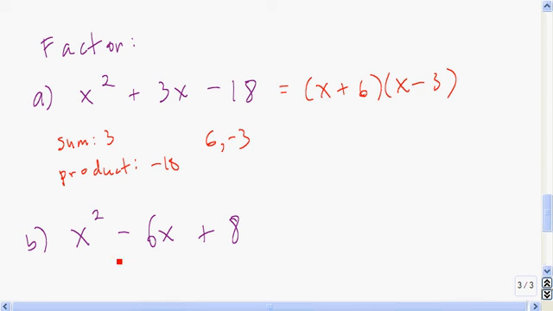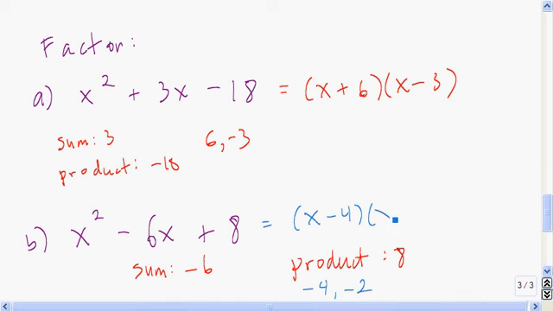In this case, we're going to have a sum of negative 6 and a product of 8. Since the product is positive and the sum is negative, I know that both numbers have to be negative. So the two numbers in this case will be negative 4 and negative 2. Negative 4 times negative 2 is positive 8, and negative 4 plus negative 2 is negative 6. So this will equal x minus 4 times x minus 2.